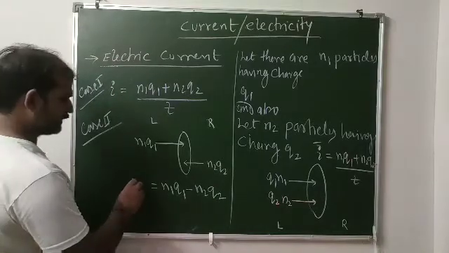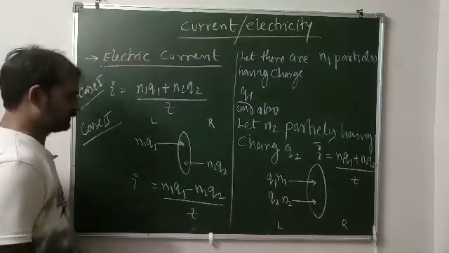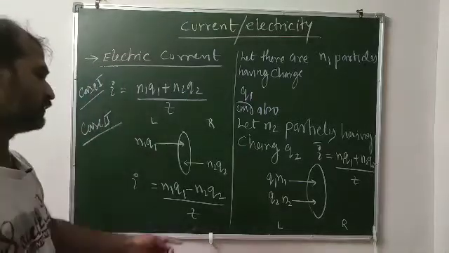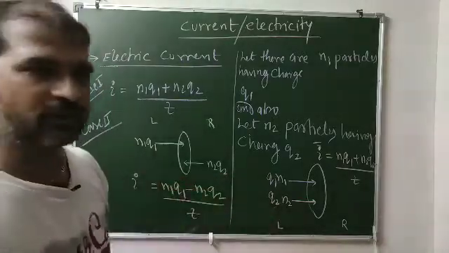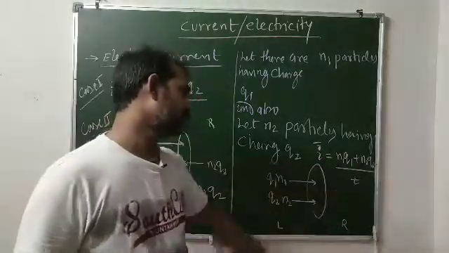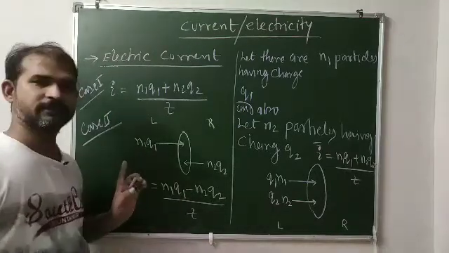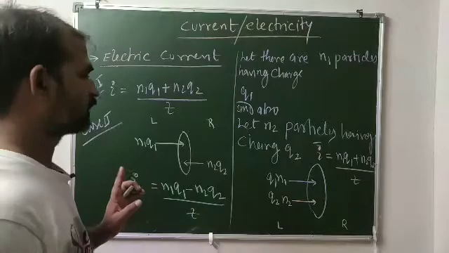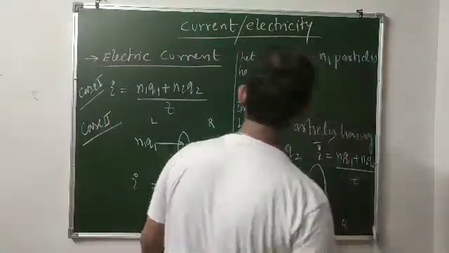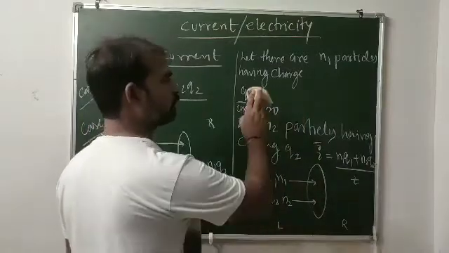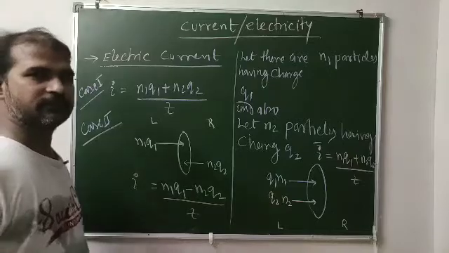So what will be the current? I is equal to N1 Q1 minus N2 Q2 upon t. If they are going in the same direction, students, then here will be plus. If they are going in the opposite direction, then here will be minus. Try to appreciate, try to understand it. I am going to erase it. If you want to see once.